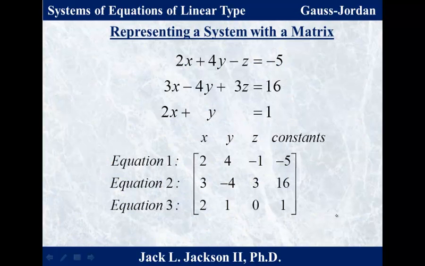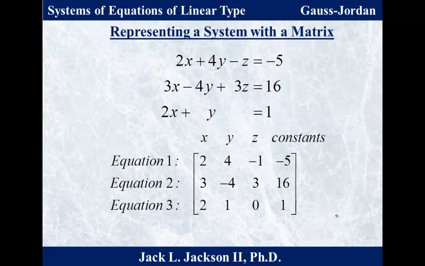So the first thing we want to do is see how we represent a system with a matrix. So here's a system of equations, and notice how I've got it in the form ax plus by plus cz equals d. So the constants are on the right side of the equation by themselves. The variable terms are on the left. So then equation 1 is represented by the first row there of 2, 4, -1, and -5. So I need to make sure that all my equations are written in the same order. In this case I just chose alphabetical order, x, y, z.